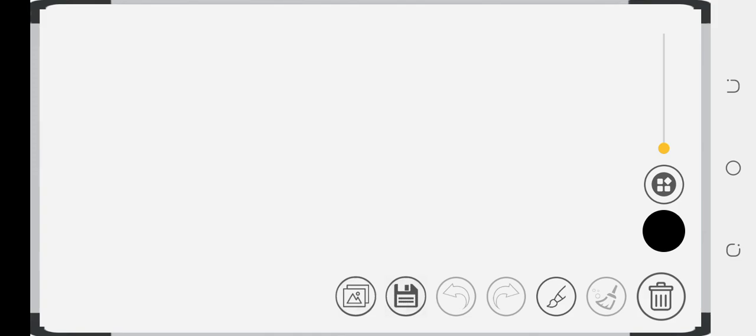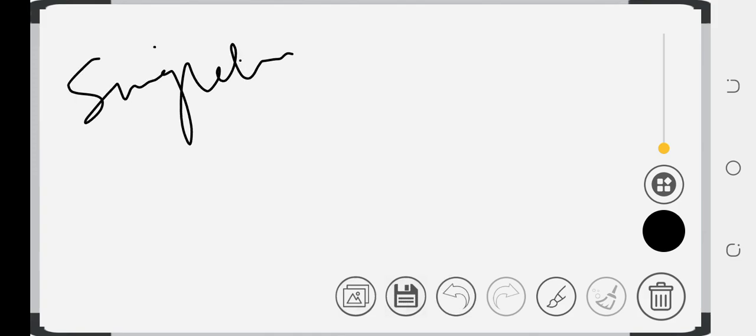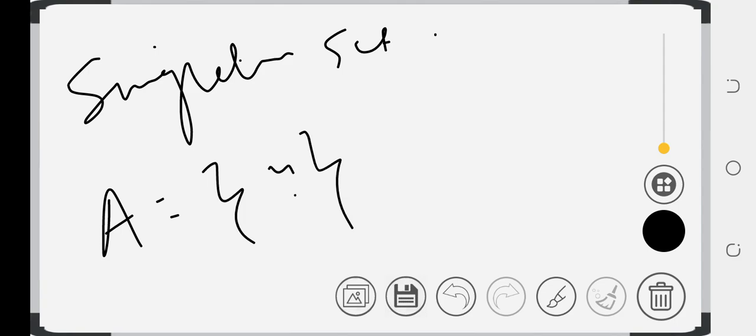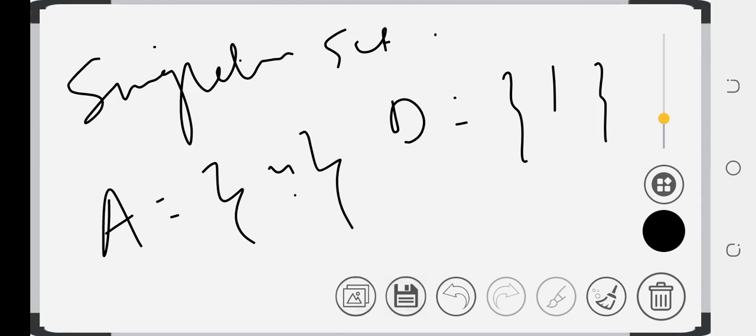And there is also the singleton set. Singleton reflects there is only one element, right? A is equal to X only, X is the element, or D is equal to 1, only one element. No comma here. Comma is used to separate the elements, but here it is simply one element, so no need of comma, right? So D is this. This is a brief about the sets.